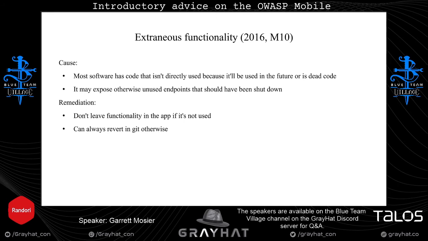Next up, we're going to be talking about extraneous functionality, which is number 10 on the 2016 list. And this is primarily focusing on dead code. Pretty much all software that's been around for more than a week is going to have code that is not directly used, or maybe even was used at one point, but is no longer used. And this is important, primarily because it can expose a functionality that shouldn't be, either through the application itself or through unused endpoints on the server that have been shut down.